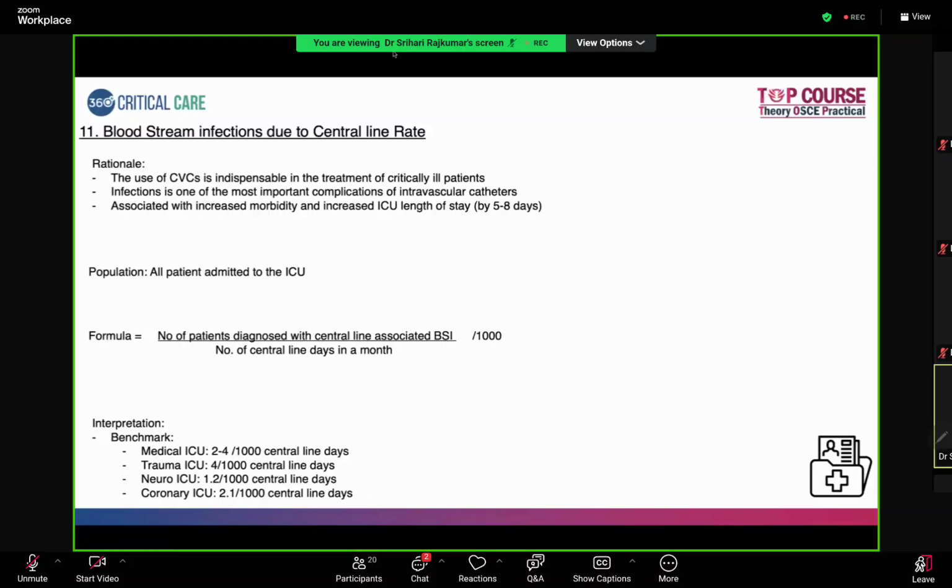I hope this definition discussion was clear. If anyone has a query, please let me know. If it was okay, could you just give me a thumbs up so that I'll go on to the next topic, next part of it.